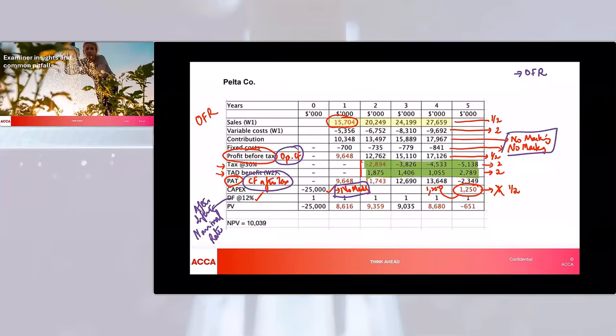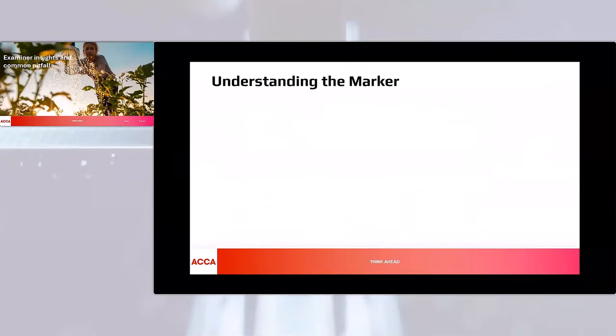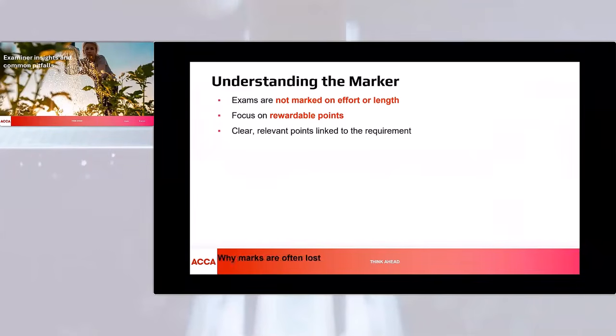These are some of the lessons, or insights, that you really need to understand from the marker's perspective. Marks are not given for the volume, the effort or the length. There are rewardable points, and marks are given for those rewarding points. Points are supposed to be clear, relevant, and linked to the requirement.